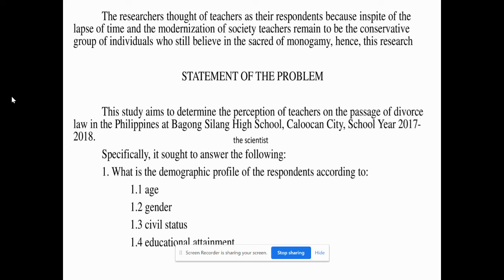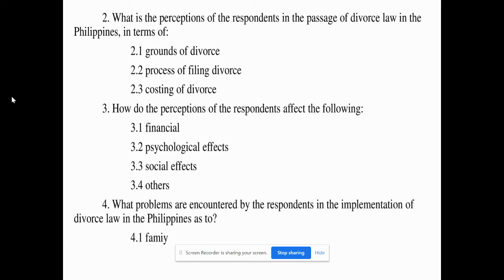After the general problem, now you have to specify your specific problem. How are you going to write it? Start with a paragraph and write specifically, then write a comma, so as to answer the following questions. 1. What is the demographic profile of the respondents as to age, as to gender, as to civil status, as to educational attainment? So, the answers of the teachers may differ because of their age, maybe because of their gender, maybe because of their educational qualification, and so on and so forth.